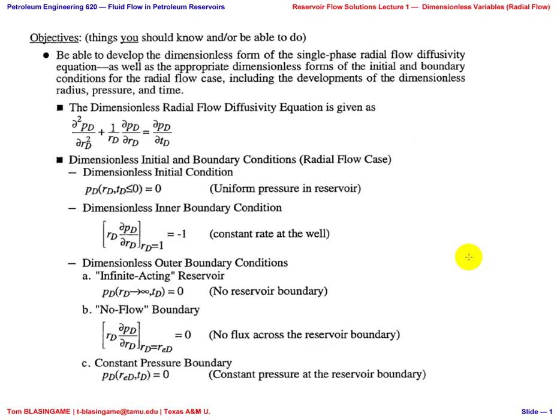What's the pressure drop at time equals 0? 0. So we will use pressure drop instead of pressure. And that way we will always have a condition where the pressure drop, or the dimensionless pressure drop, at time equals 0 or dimensionless time equals 0 is 0.